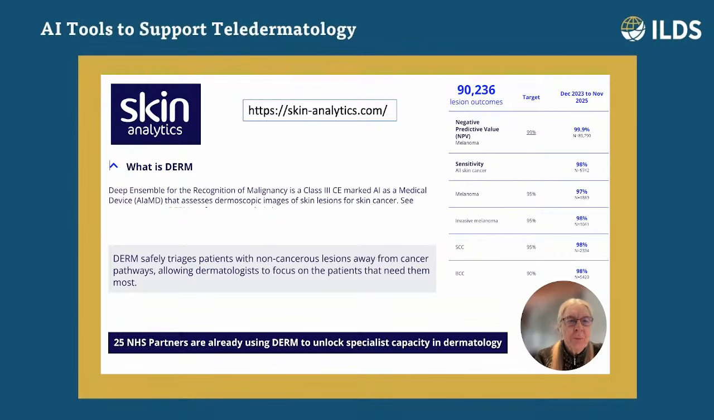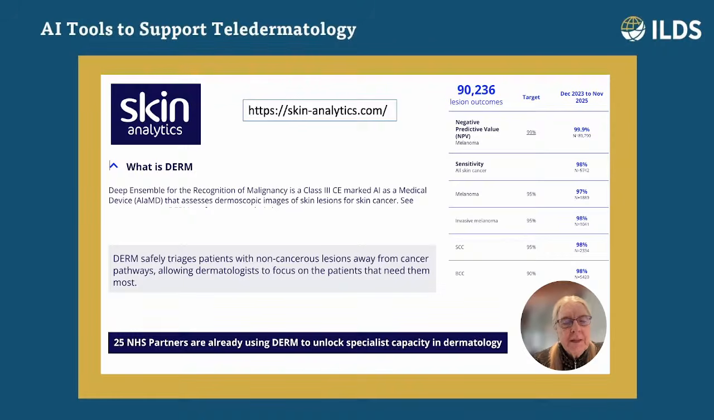Here are two examples. Skin Analytics have been in the UK for several years now, and have 25 partners in the National Health Service using their AI called DERM. And DERM can classify images as benign, intermediate, or malignant, and anything that's benign, they have an autonomous class 3 CE mark, allowing them to discharge the patients.